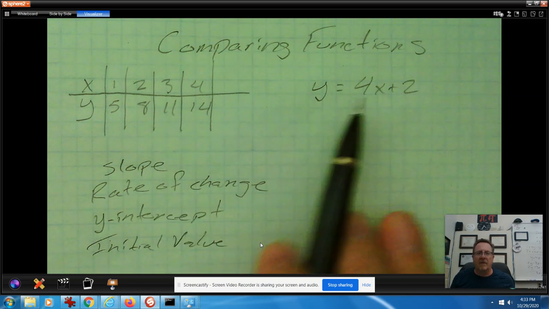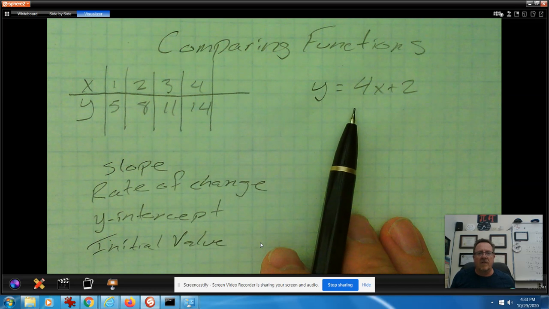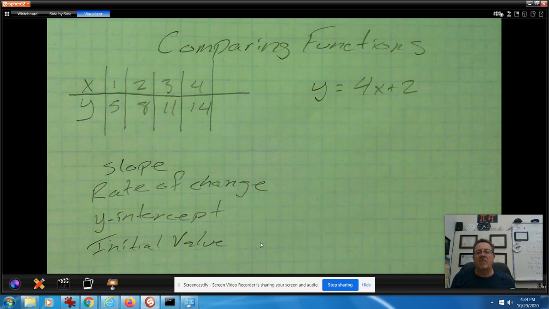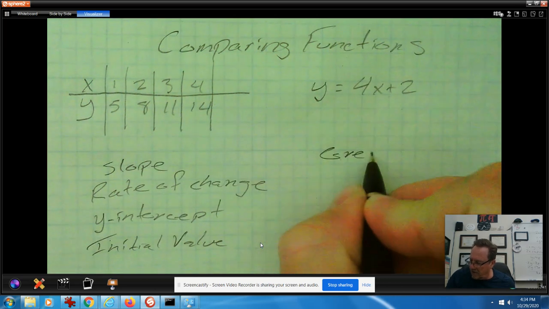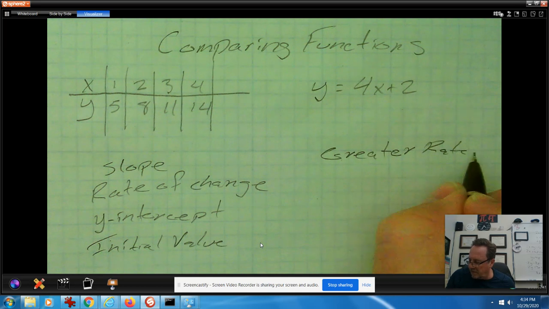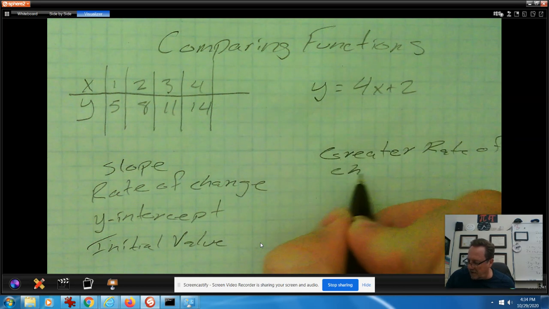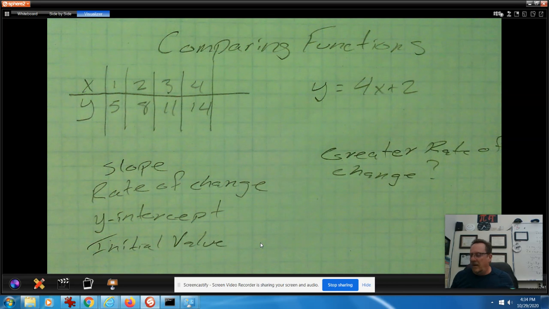That's important to know for comparing functions because here we're given a couple of functions. One's in table form, the other one in function form as an equation. And if we were asked a question like, which one has a greater rate of change? We want to know which one has the greater rate of change.